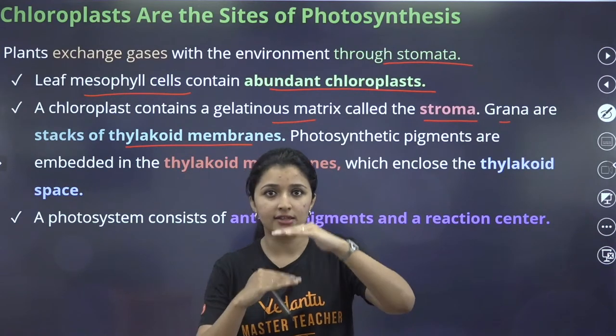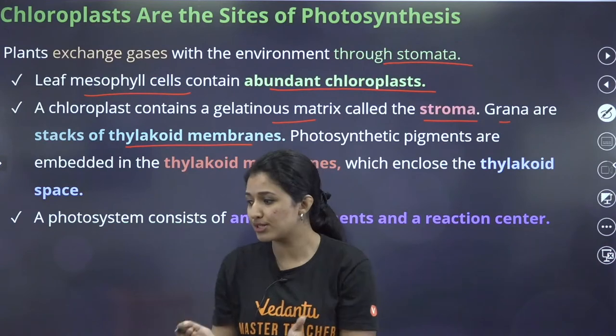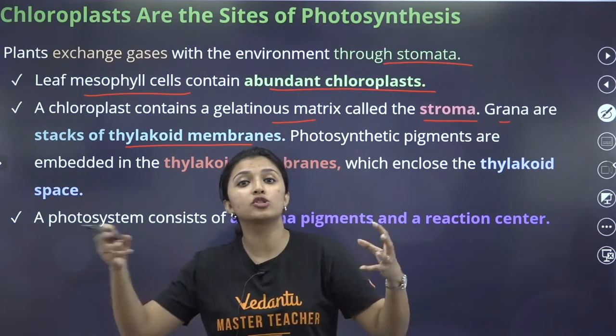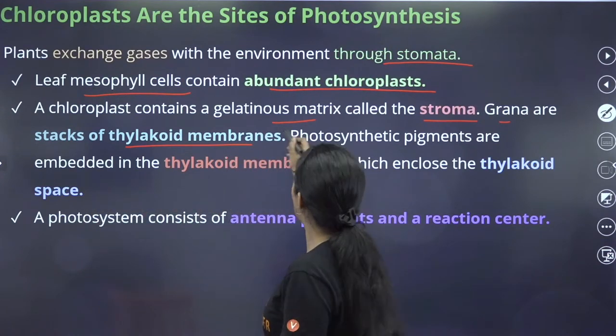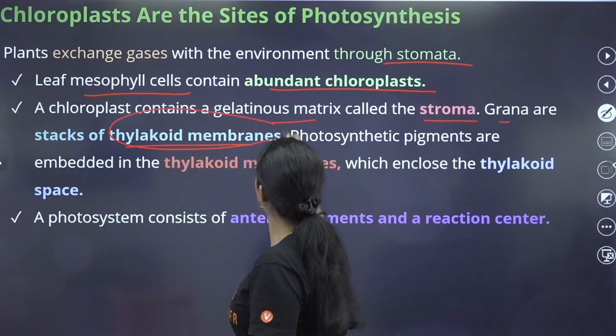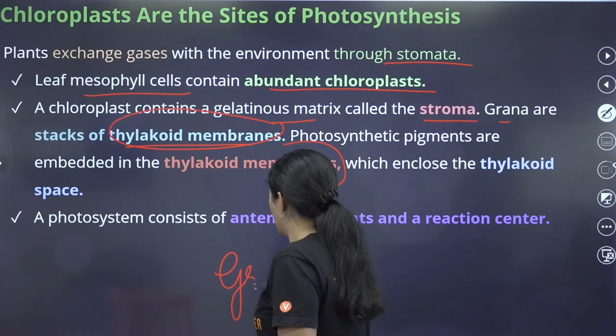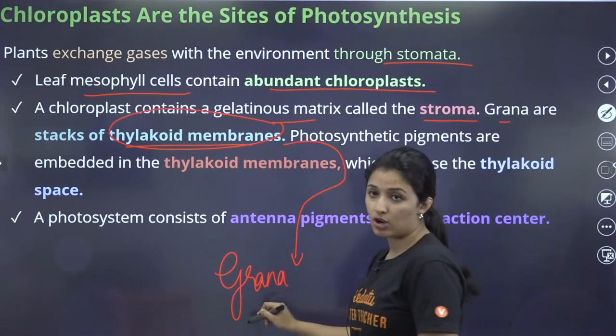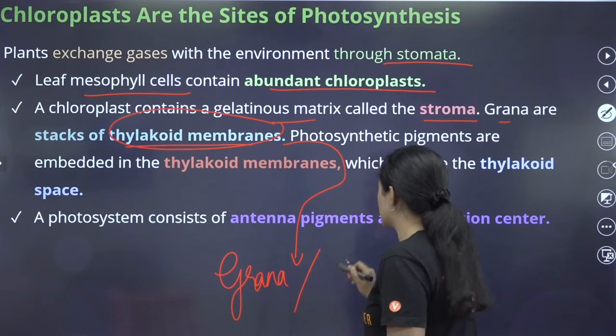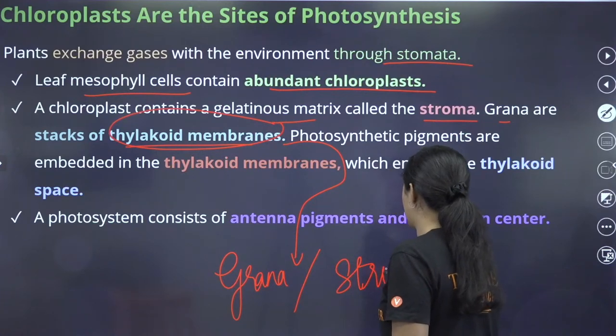Now, these thylakoids are either stacked one on top of each other, like how you stack books, or they can also be separate. These thylakoid membranes can be in the form of grana. If they are stacked, they are called grana, or they can also be stromal lamellae.